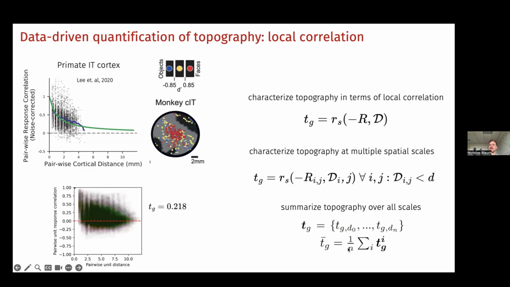So just to give you a sense of what this might look like, here's an example pairwise response correlation plot over distance for one of these language parcels in one subject. And you can see it does decay with distance. And this is the statistic value we get. We end up getting 0.218, and this is just computed over the full distance here.